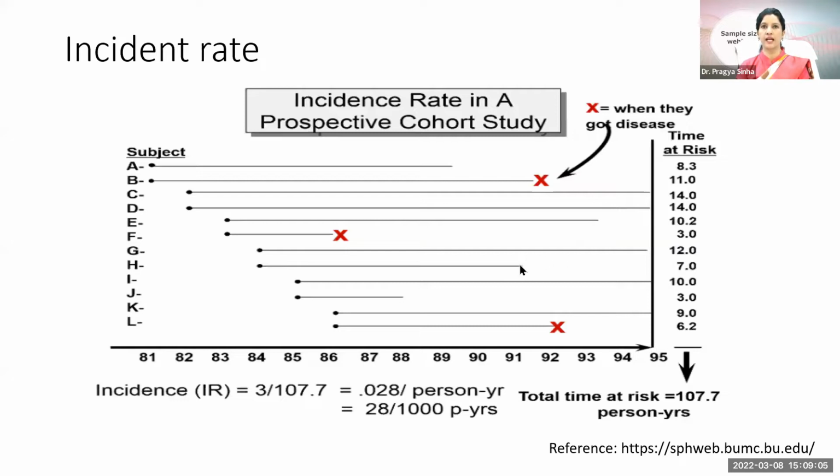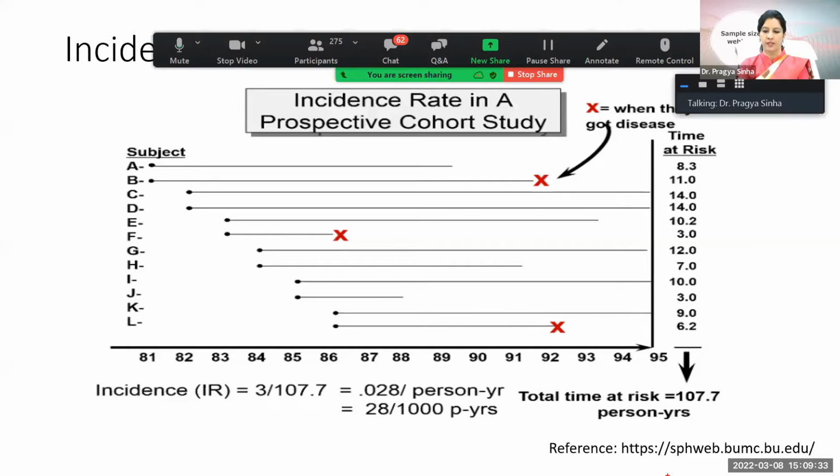So these lines where you cannot see anything, they could not reach the end, and there was a drop in between. That is known as loss to follow up. There can be many reasons for loss to follow up. We are not discussing those reasons, but you have the person year at the end of the study period. And if you calculate all these, the total time at risk is 107.7.